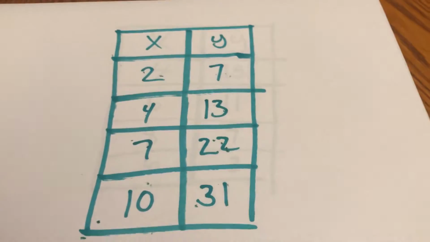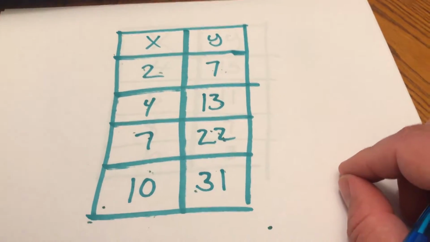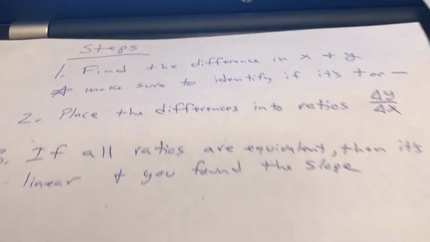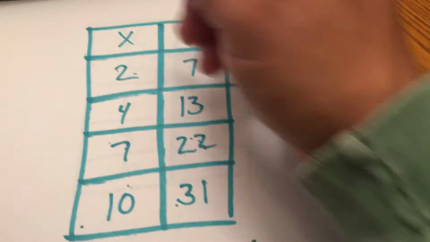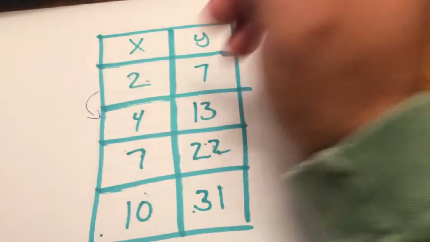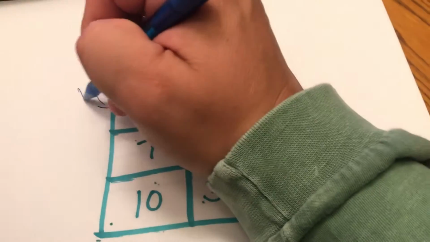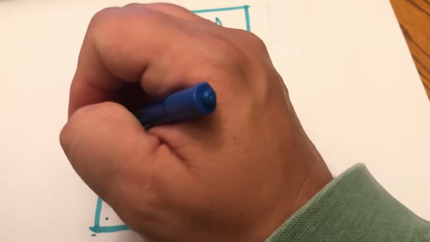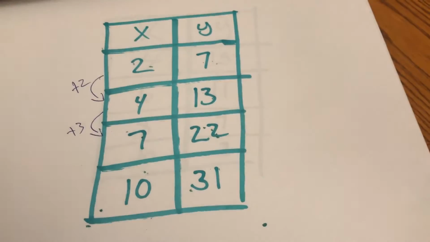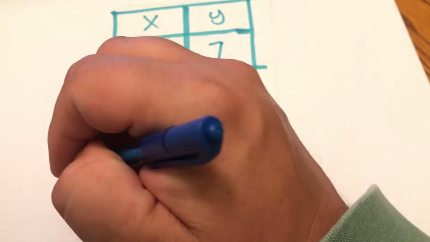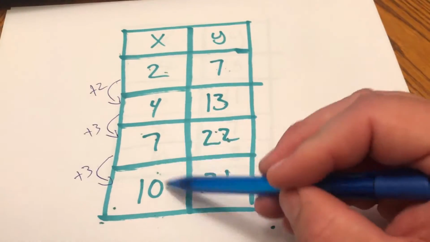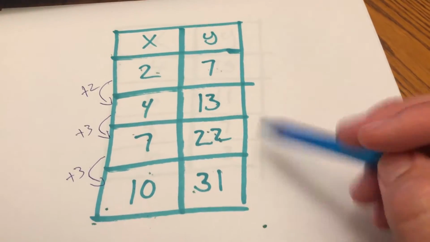Now our next one here, this one's a little more tricky. So again, we go through our step 1 right over here, which is find the difference in our x and y's. So I can see here, this is from 2 to 4, that's adding 2. And then from 4 to 7 is adding 3. And then I'm adding 7 to 10. Oh, that's 3. Okay, well, at least we got 2 of them that are identical, so that's pretty good to see if those ratios work out.